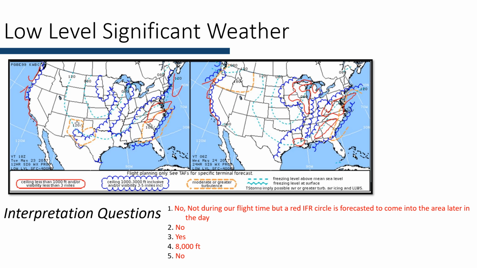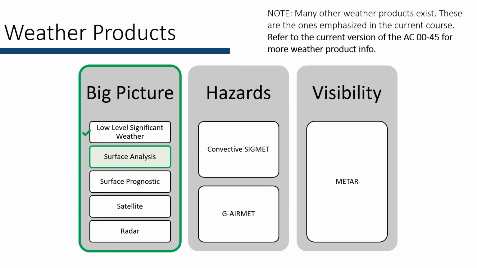Question 2. Do you have any orange areas of turbulence along your flight route? The answer is no. Question 3. Do you have any blue areas of MVFR activity along your flight route? The answer is yes. There are some blue areas of MVFR activity. Question 4. What is the freezing level for your flight route? The answer is 8,000 feet. And question 5, are you flying above the freezing level? The answer is no.